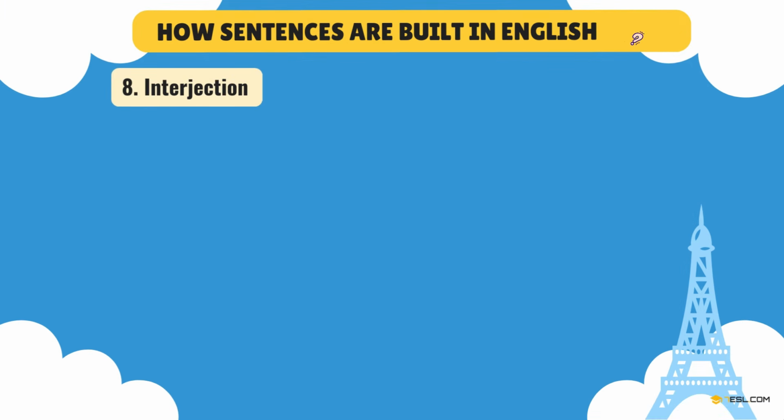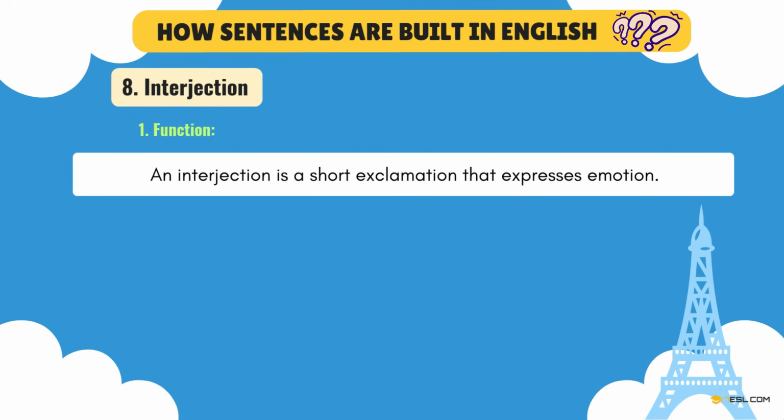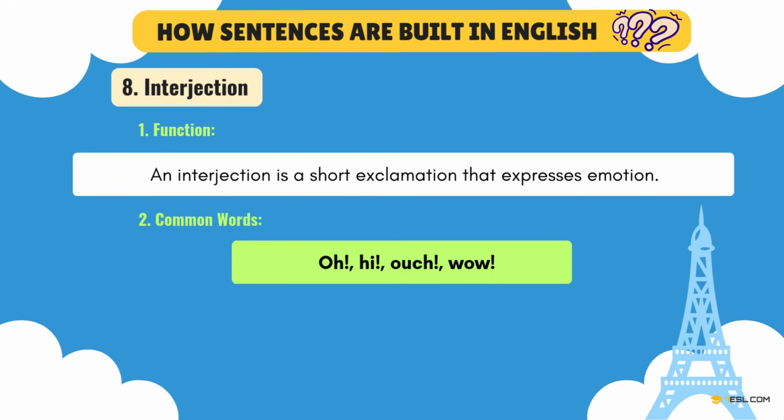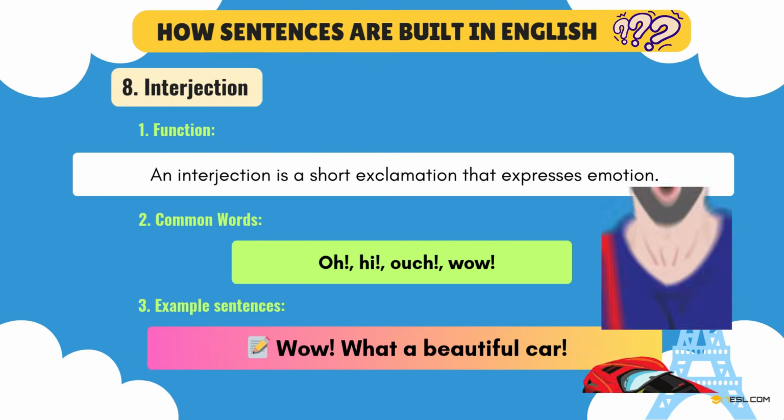8. Interjection. Function. An interjection is a short exclamation that expresses emotion. Common words. Oh, hi, ouch, wow. Example sentences. Wow, what a beautiful car.